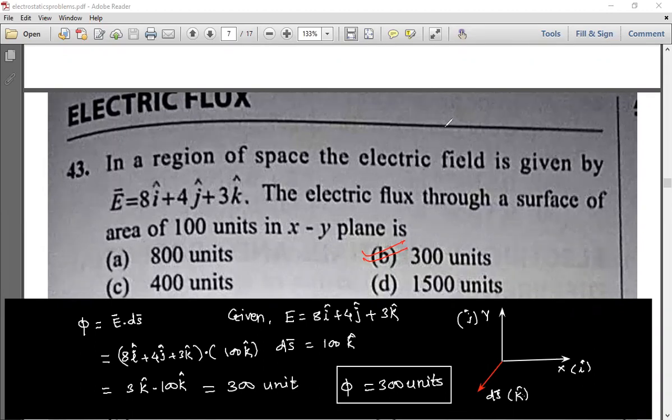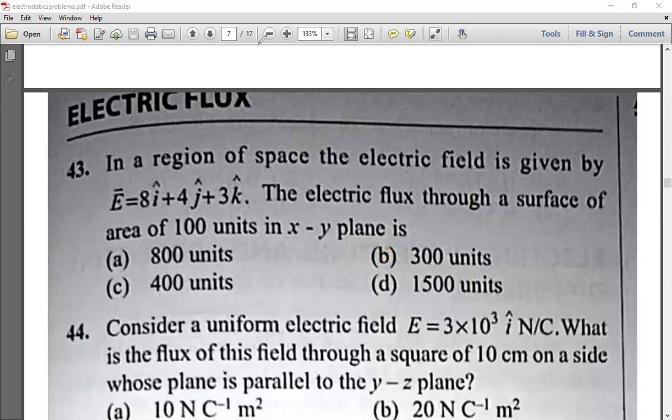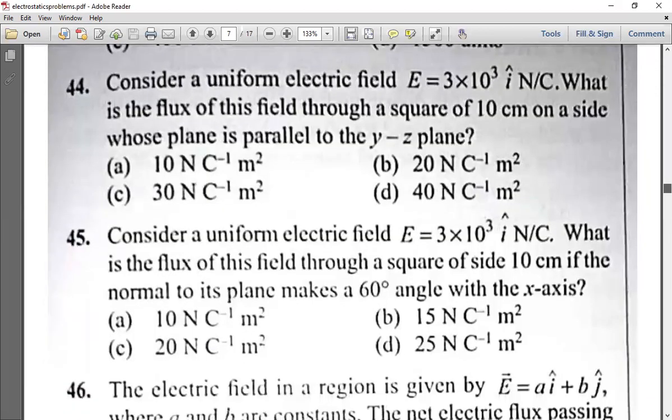Next one, let's go to the next question. Question number 44. See this question.